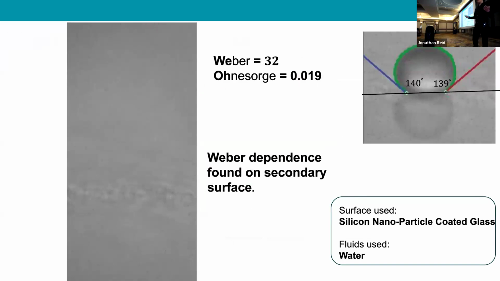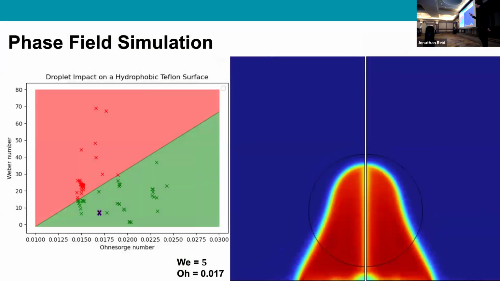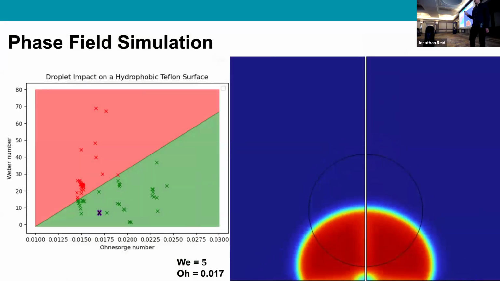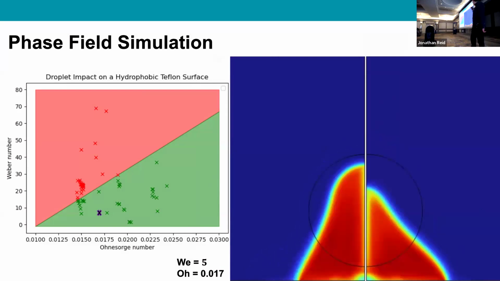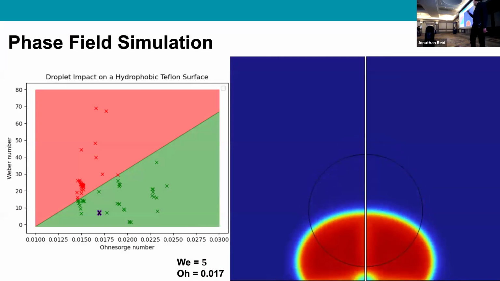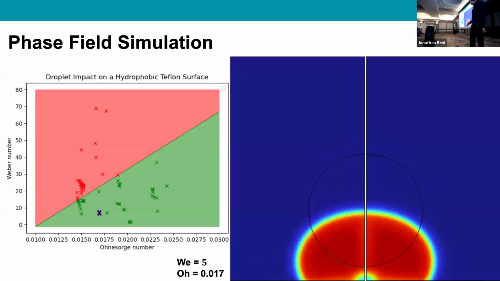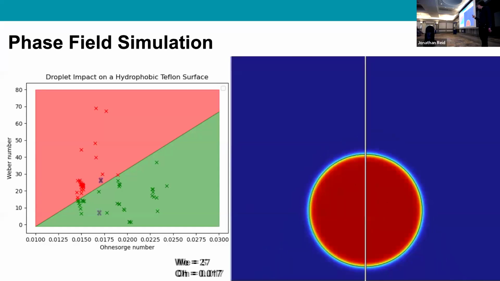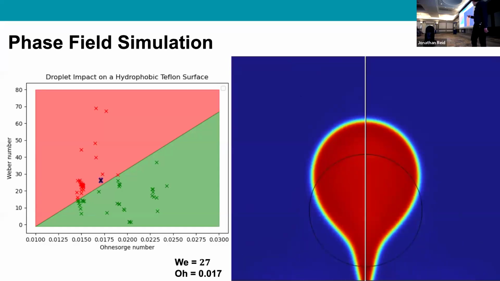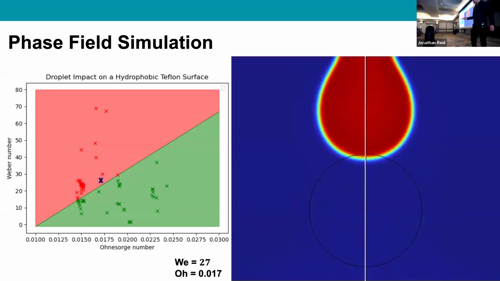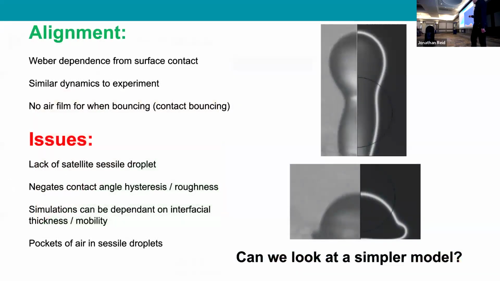So to further our understanding, we then decided to do some simulations. So we did phase field simulations in COMSOL, looking at 40 micron water droplets impacting a wetted wall with the same static contact angle as Teflon. And for this Weber number here, which would be this on the experimental diagram, we got sticking. And as we increase the impact velocity, we moved to bouncing, which is good. So there was some rough alignment between our experiments and our numerics, namely that we saw Weber dependence, and this was from this surface quantity.